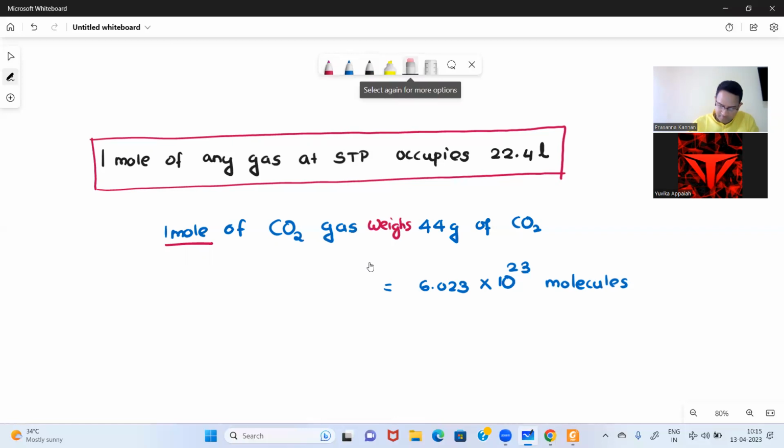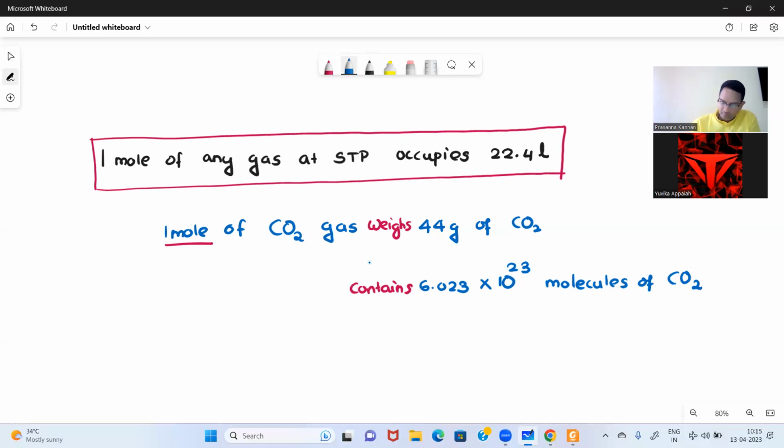Right, Yuvika? 1 mole of carbon dioxide gas contains Avogadro number of molecules. How many atoms of carbon? It will contain 1 into 6.023 into 10 to the power 23 atoms of carbon. Excellent. And how many atoms of oxygen? 2 into 6.023 into 10 to the power 23 atoms of oxygen. Fantastic, Yuvika.